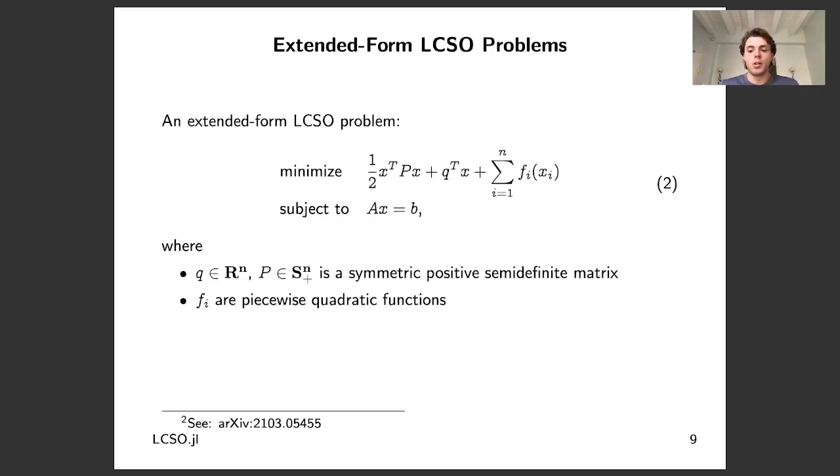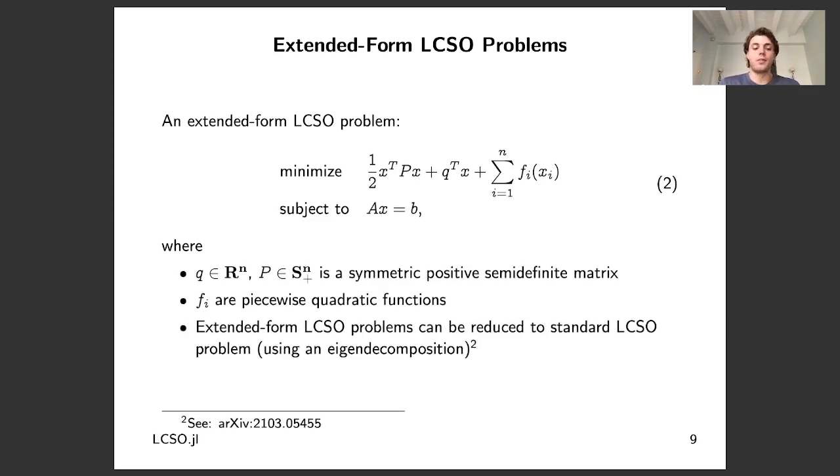LCSO problems can also be represented in an extended form, which is basically the same as the standard form, except it's quadratic about x. We can see here that the P is symmetric, positive semi-definite, n by n, and the q is an n-vector. So this extended form of an LCSO problem can be reduced to the standard form using an eigen decomposition. And again, I will point you to the paper for full details on this.